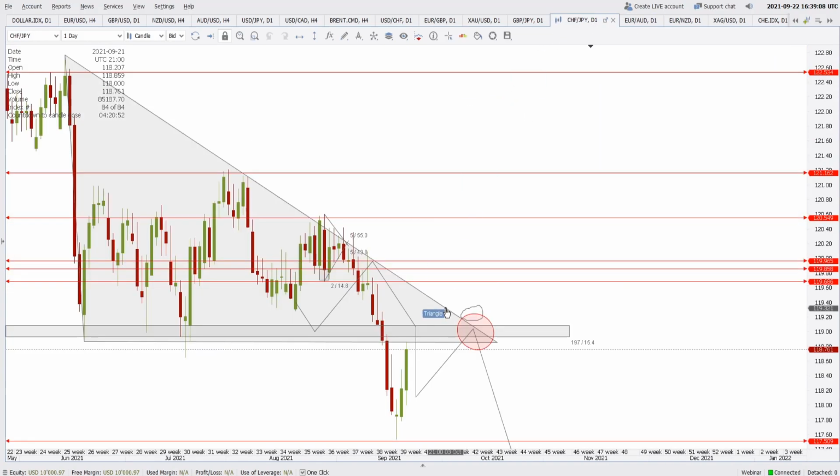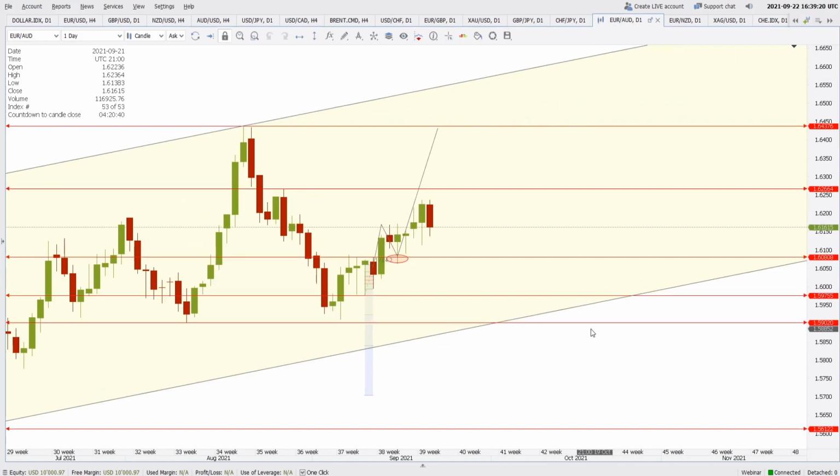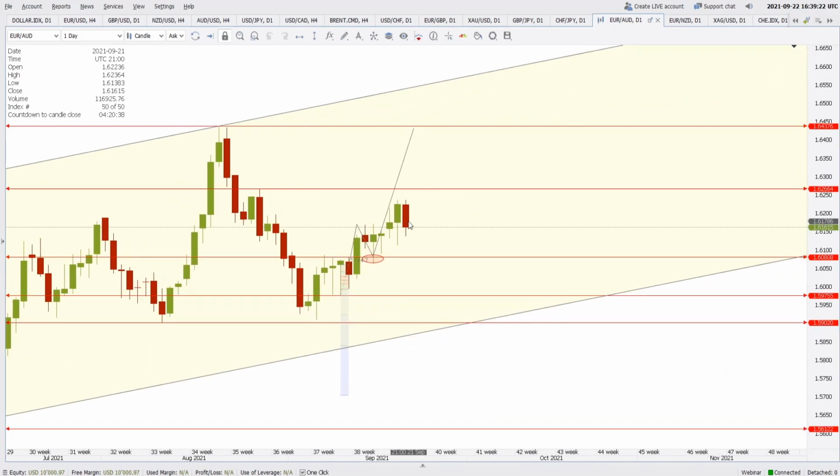So CHFJPY right now has a resistance zone at around 119 and 118.90, and on the downside we have support at around 117.50. Talking about the EURUSD, I am bullish on this one, but today is an inside bar. Expect 1.6266 to act as resistance and 1.6080 to act as support in this market. Nothing much about this chart.